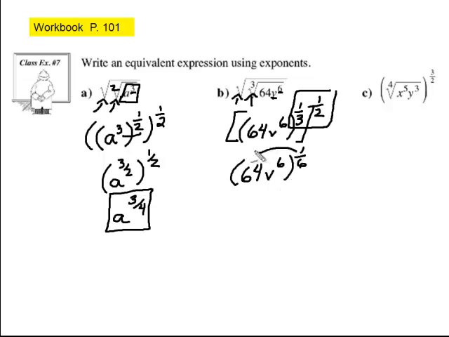What that means is I have to apply the exponent of 1/6 both to the 64 as well as to the v to the 6th. So I end up with 2, and then v to the 6th times 1/6 just means v to the first power, or v.